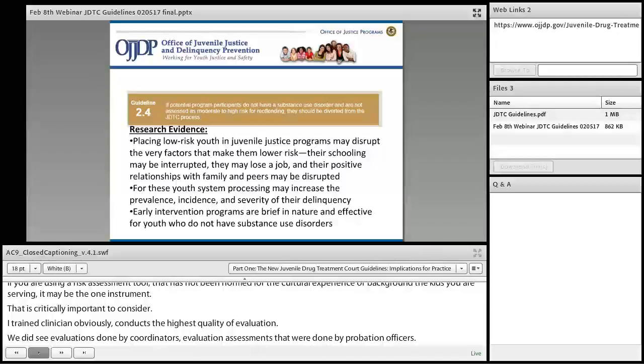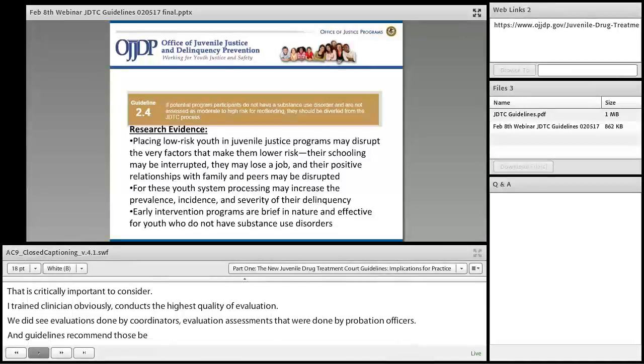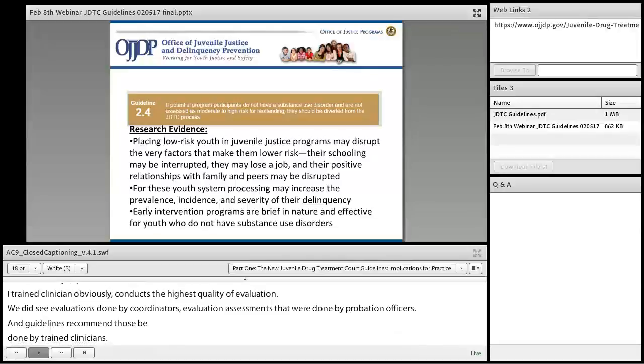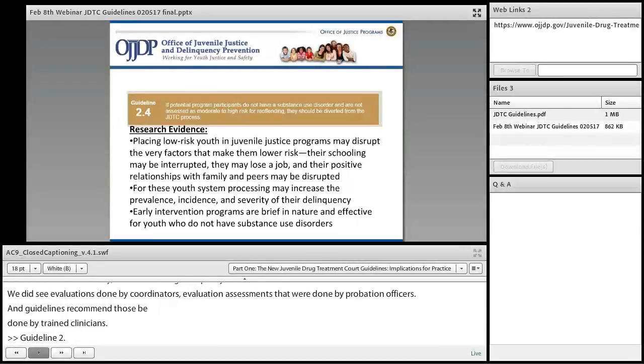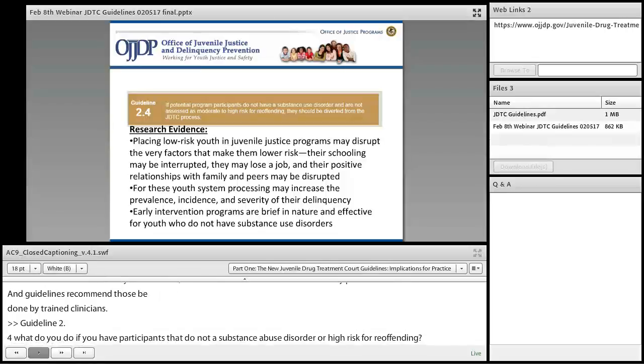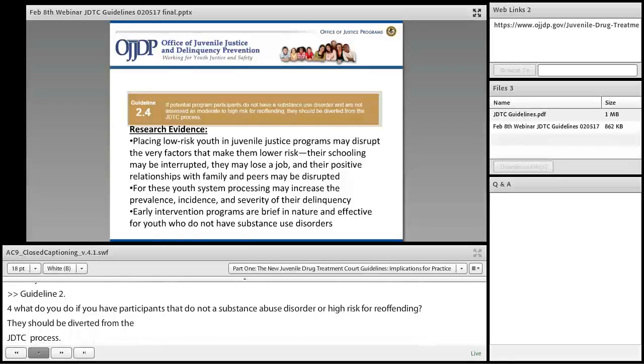All right. And then Guideline 2.4 addresses, what do you do if you have participants that don't have a substance use disorder and are not assessed as moderate or high risk for reoffending? They should be diverted at least from the JDTC process, right? So maybe perhaps from the juvenile court process, but at least they should not be enrolled in and expected to participate in the Juvenile Drug Treatment Court.